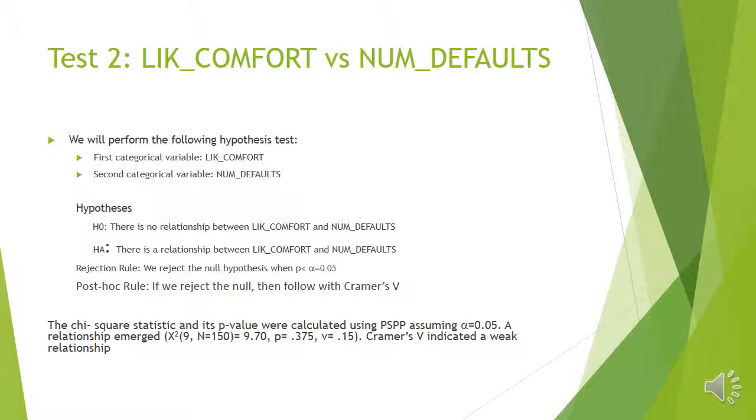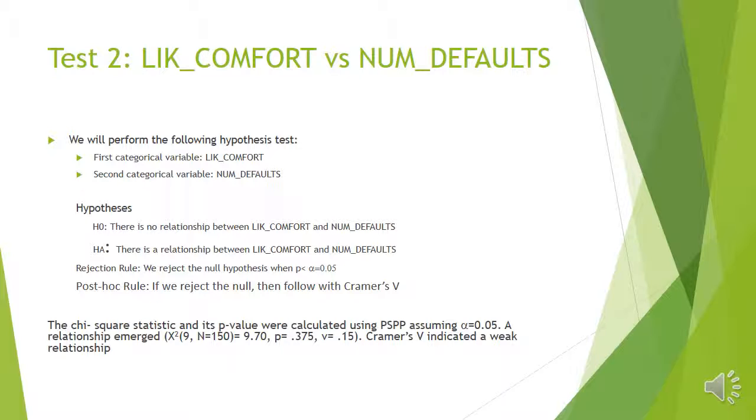Our second test was Likert comfort scales versus the number of default payments. Our null hypothesis was that there is no relationship between the comfort scale and the number of default payments, while our alternative hypothesis stated that there is a relationship between a comfort scale or Likert scale and the number of defaults. A rejection rule states that we reject the null hypothesis when p is less than our alpha value, which is set at 0.05, and our post hoc rule again is if we reject the null hypothesis, we have to follow with Cramer's V.